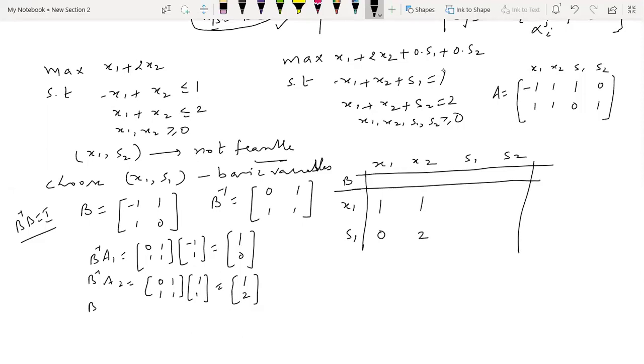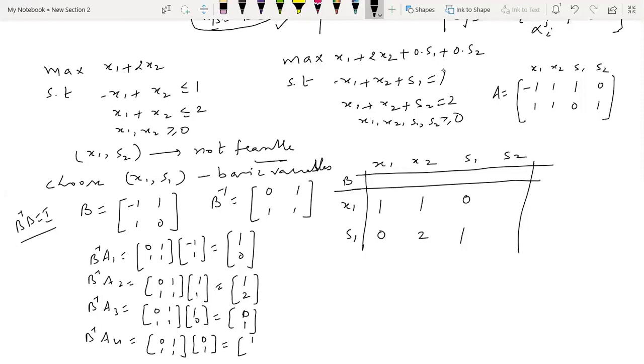Similarly, B inverse A3. A3 is my third variable, which is s1. So again 0 1 1 1 multiplied with 1 0. This will give you 1 0 and 0 1, so 0 1. Similarly, B inverse A4 is 0 1 1 1 multiplied by 0 1. This gives you 1 1. So finally I got 1 1.